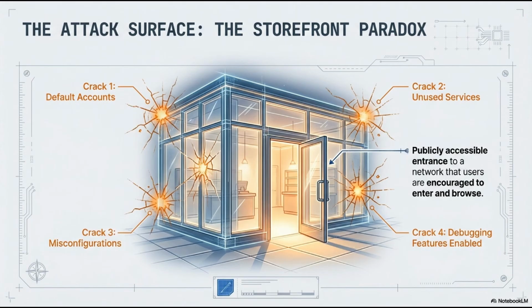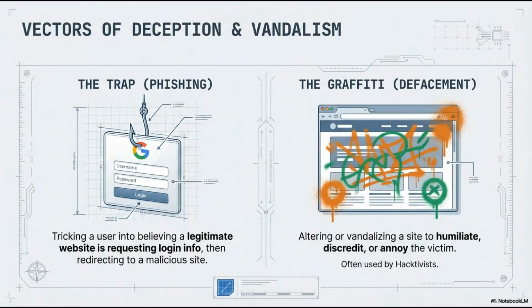Now let's look at how the bad guys actually mess with that storefront. Let's look at slide 6. Vectors of deception and vandalism. We're shifting gears here. We're moving from bugs in the actual code to messing with the human element and messing with the brand. Okay, first up on the slide is the trap. And there's a picture of a literal phishing hook. Right, phishing, spelled with a PH.